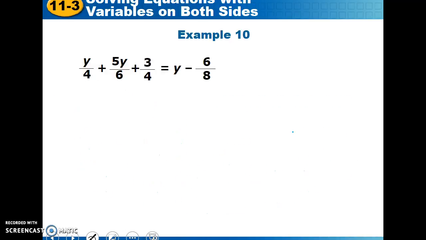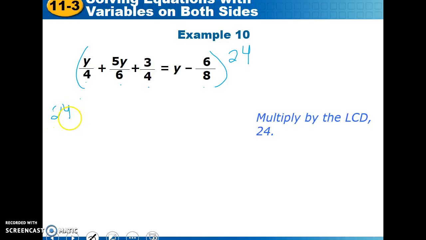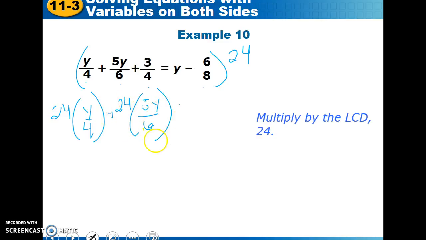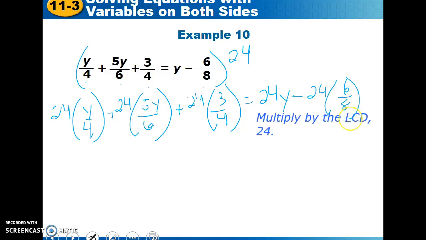Okay, so go ahead and try this example 10 by yourself, making sure to clear the fraction, looking at your denominators, and finding the least common denominator. Okay, so looking at this, the least common denominator I'm going to use is 24, so I'm going to multiply everything here by 24. So 24 times the y over 4 plus 24 times the 5y over 6 plus 24 times 3/4 equals, well, this is just 24 times y, so that's 24y minus 24 times the 6/8.